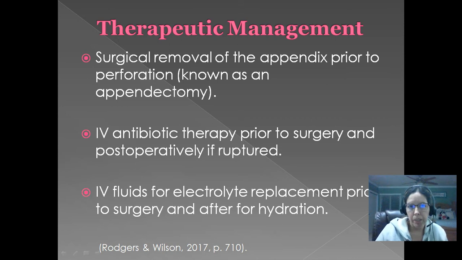Let's take a look at therapeutic management. Surgical removal of the appendix performed prior to a perforation is ideal. This is known as an appendectomy, which can be done laparoscopically or as an open appendectomy. As we discussed earlier in the lesson, one of the things nurses need to prioritize is IV antibiotic therapy prior to surgery and postoperatively if the patient is ruptured. Just as important is IV fluids for electrolyte replacement prior to surgery and afterwards as well for appropriate hydration.